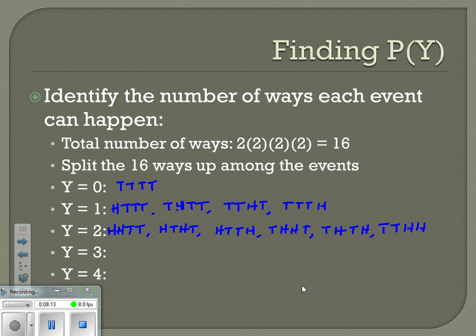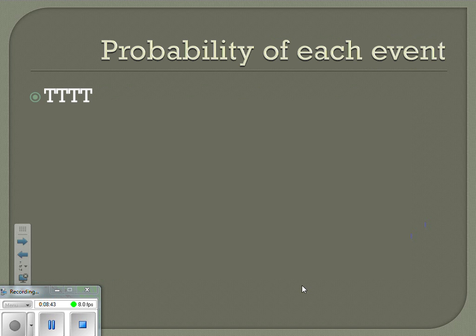3 heads, we could have heads, heads, heads, tails. Heads, heads, tails, heads. Heads, tails, and then 2 heads. We could start with the tails and then get 3 heads in a row. And then finally, there's only one way to get 4 heads, and that's to get 4 heads. And if I've done that right, 1, 2, 3, 4, 5, 6, 7, 8, 9, 10, 11, 12, 13, 14, 15, 16 total combinations.